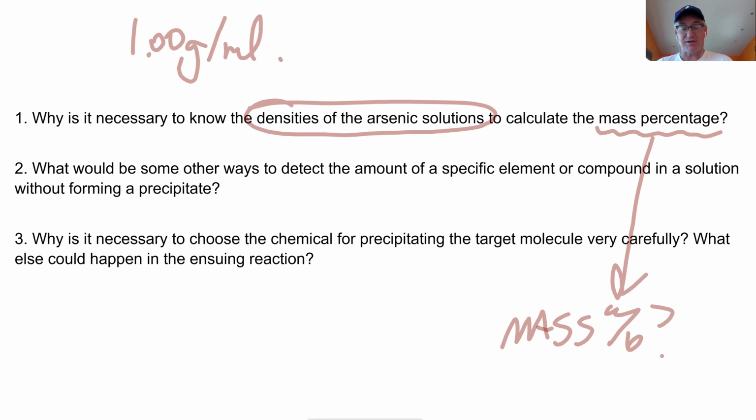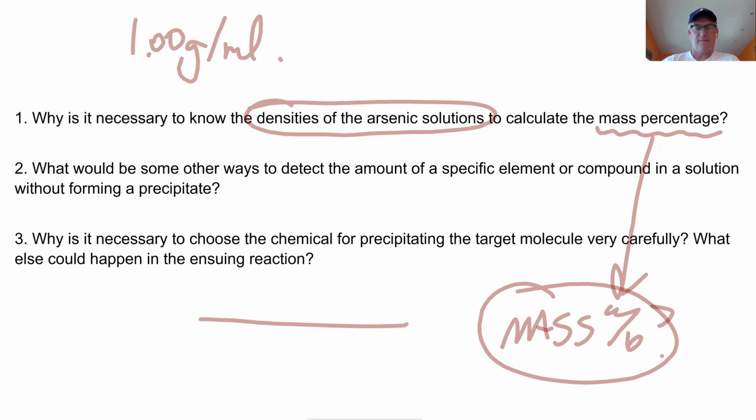Most of you answered this question, so what is the density of the arsenic solution? What information does that give you that allows you to calculate the mass percentage? Is it the mass of the solution? Right, why do you need to know the mass of the solution? So that we can find the mass percentage? So when I do mass percentage, what do I put on the top and what do I put on the bottom? The mass of arsenic divided by the total mass of the solution.